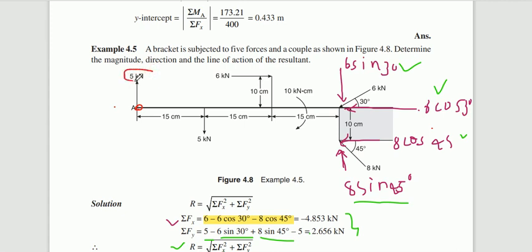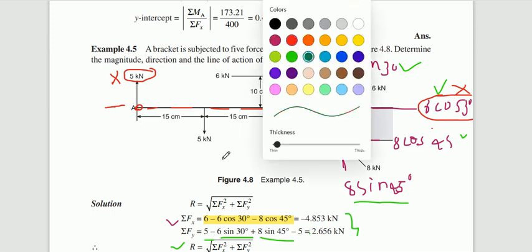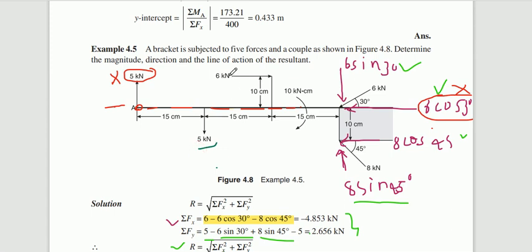The 5 kilonewton line of action is also here. Moment due to this 5 kilonewton becomes 0. And again, moment due to 6 cos 30 will also become 0 because the point is here and the line of action of the force is also here. Moment due to this force also becomes 0. Now moment due to all other forces will exist: moment due to 5, moment due to 6 and moment due to this one.